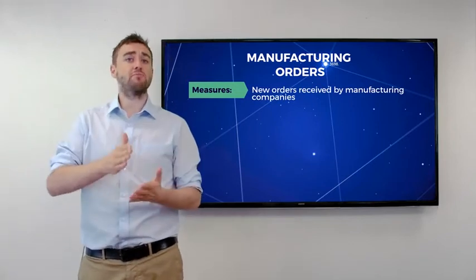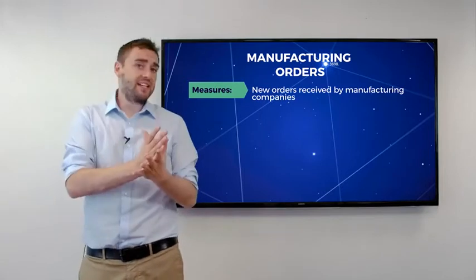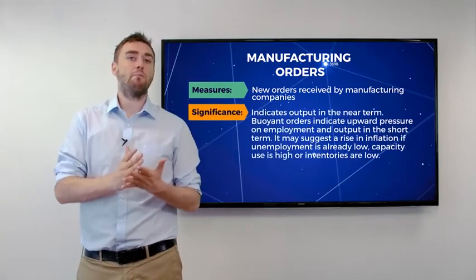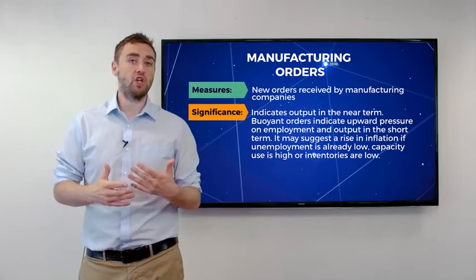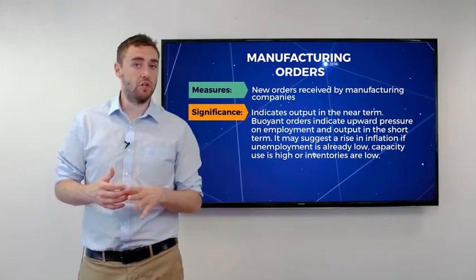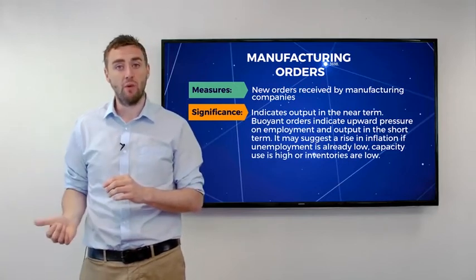Next up, related to this, is manufacturing orders. Now, manufacturing orders measures new orders received by manufacturing companies. And these are significant because they indicate output in the near term. Buoyant orders indicate upward pressure on employment and output in the short term. It may suggest a rise in inflation if unemployment is already low.